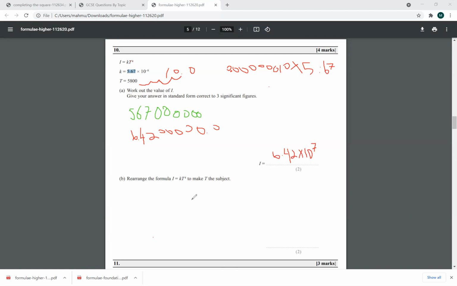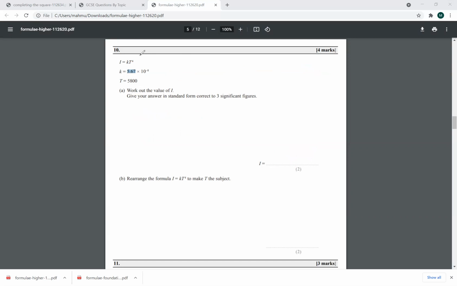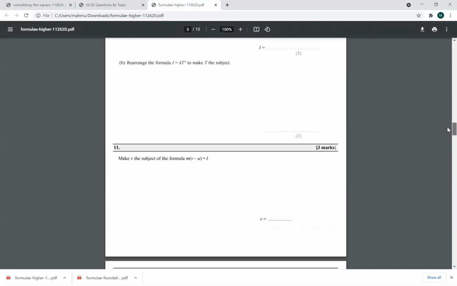Okay, so now let's clear this. Now rearrange the formula I = kT^4 to make T the subject. So make T the subject. I'm not going to help you. You're going to do it yourself. So make T the subject. T has to be on its own.